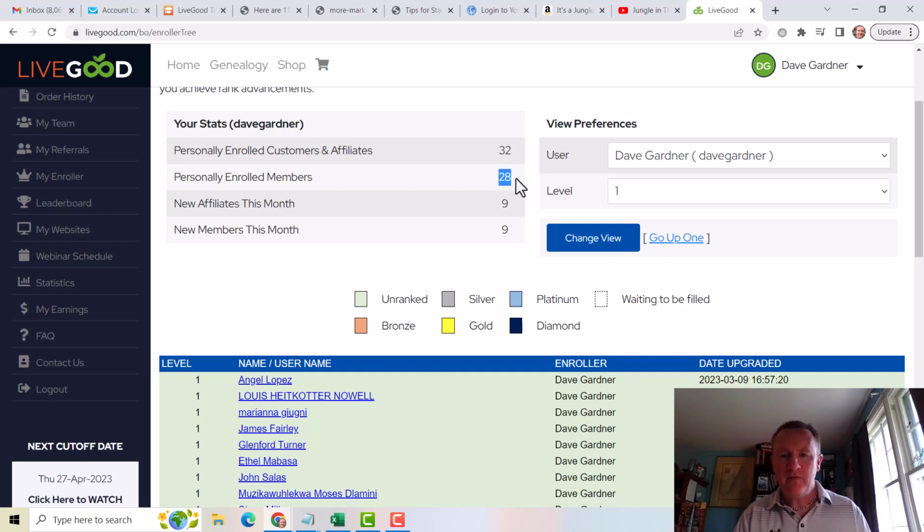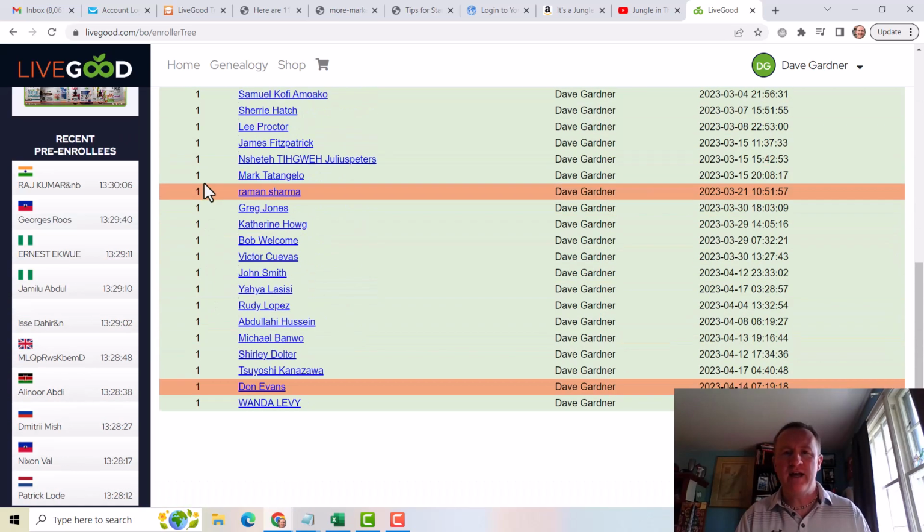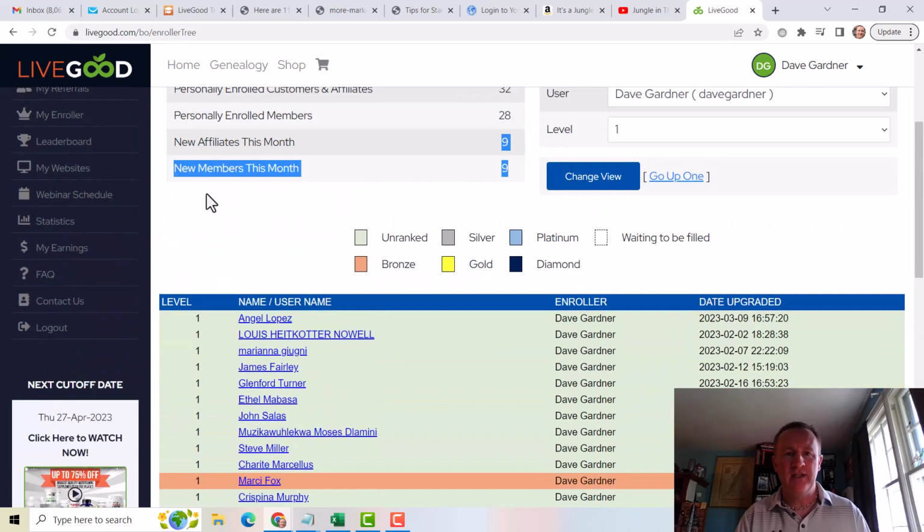So I have 28 that are active, and then 9 other people have been sponsored by me that are active this month, just in April. But this is just the first level. So if we scroll down, we only see ones over here on the left because these are all personal people. They're on my first generation because I personally sponsor them.